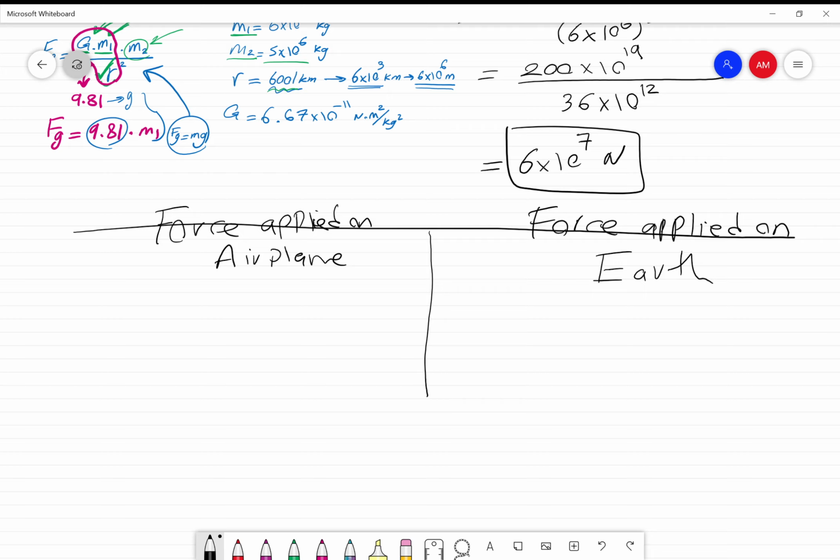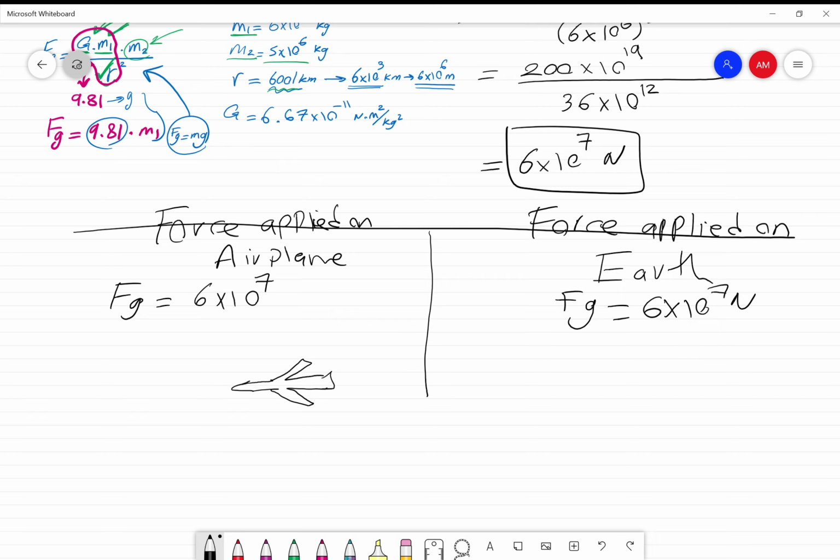So airplane, we know that the force being applied on airplane is equal to 6 times 10 to the power 7. We also know, this is the force of gravity, we also know the force being applied on Earth is equal to also 6 times 10 to the power 7 newtons. The force is the same. So I'm going to try to draw an airplane. Okay, something like that. And then I'm going to try to draw the Earth here.